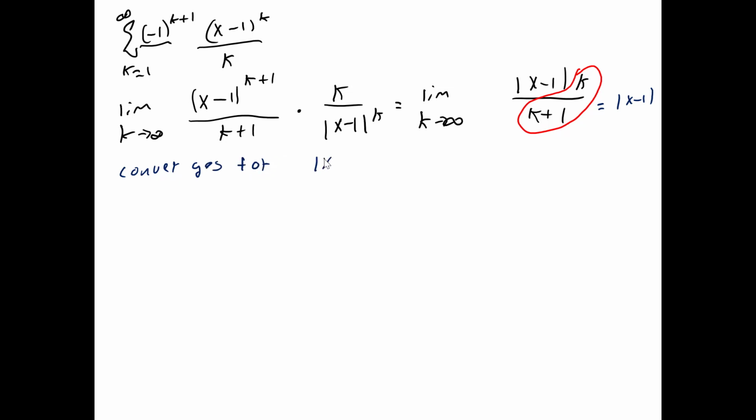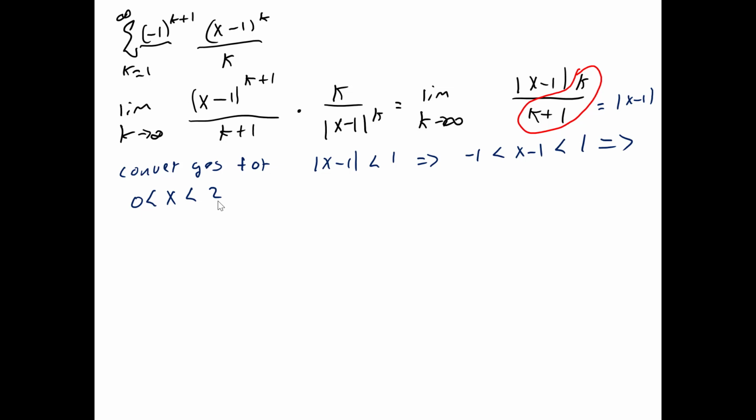And so then it converges for the absolute value of x minus 1 less than 1, which implies that negative 1 needs to be less than x minus 1, which needs to be less than 1, which implies that 0 needs to be less than x, which needs to be less than 2. But it does not tell us what happens at 0 or 2, because at 0 or 2, the limit will be 1, and the ratio test is inconclusive at 1. So we have to check those separately.